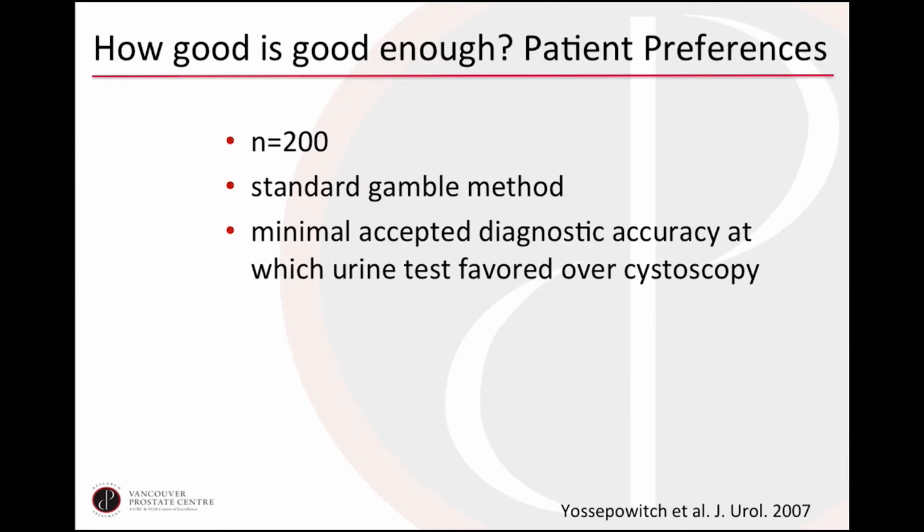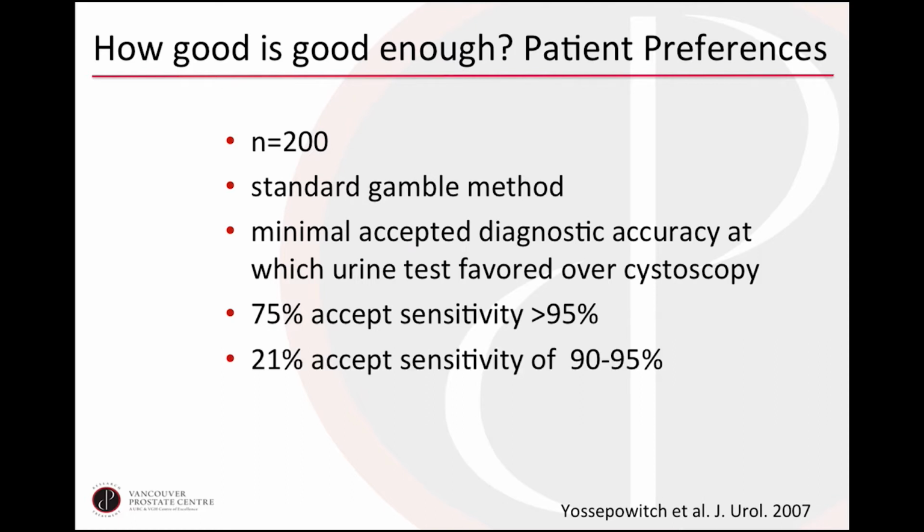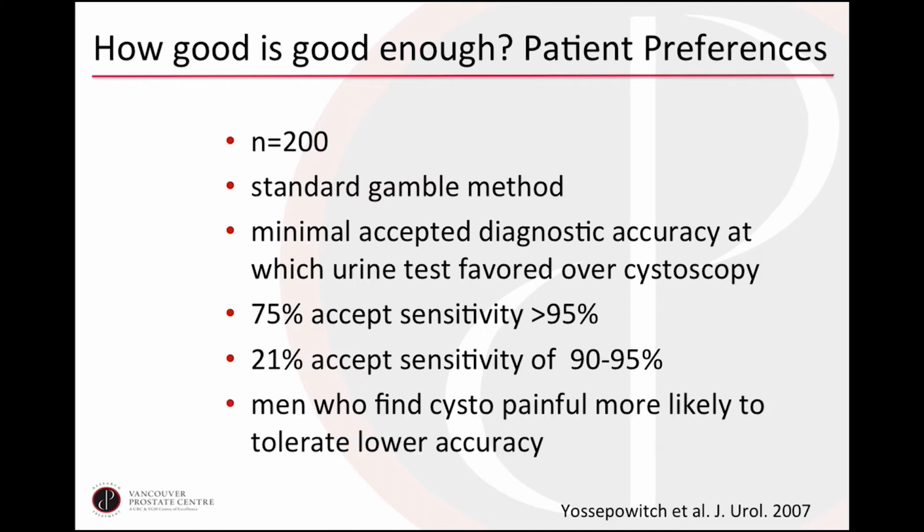But what do the patients want? How good does the test have to be? This was a study from Memorial Sloan Kettering in 2007, where they took 200 patients and asked them basically how sensitive the tests would have to be to skip a cystoscopy. 75% of patients wanted the test to be at least 95% sensitive, and 21% said 90% was good enough. Of course, none of these tests are that good, so all of these patients would prefer to have their cystoscopy than take the risk of skipping the cystoscopy for the test.